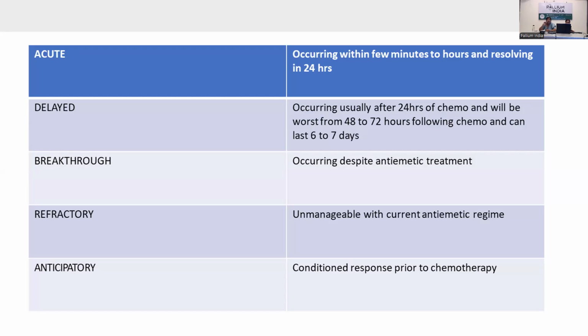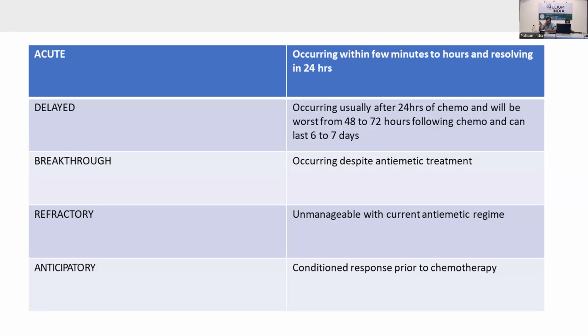Or sometimes in some types of chemo, not all chemo, after the patient takes the drug itself, they start having vomiting. Later it settles down. The second one is delayed. This is also seen in chemotherapy patients. The patient takes the injection, and it usually occurs after 24 hours of chemo and is worst from 48 hours to 72 hours, and it may last up to 6 to 7 days.